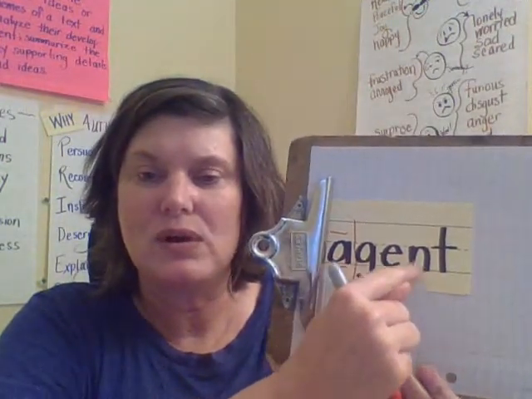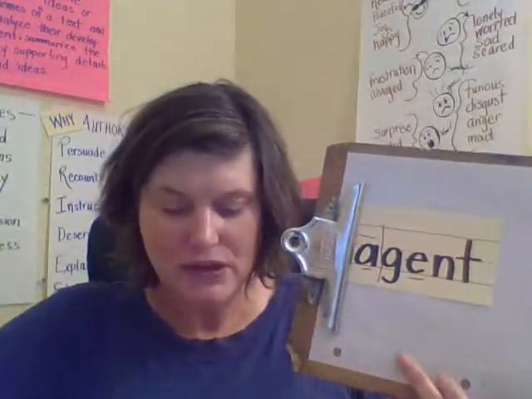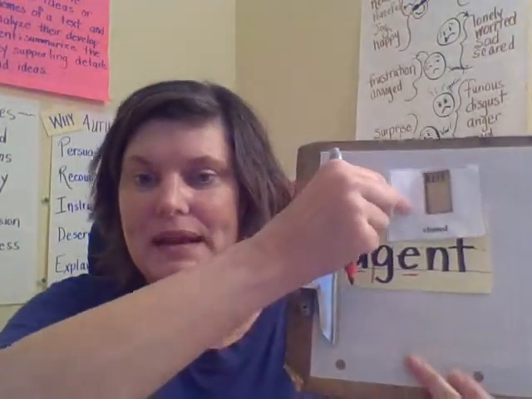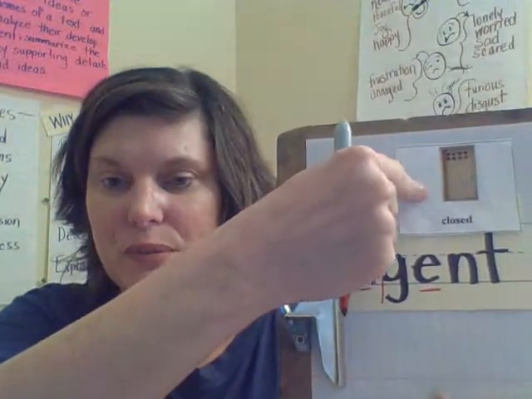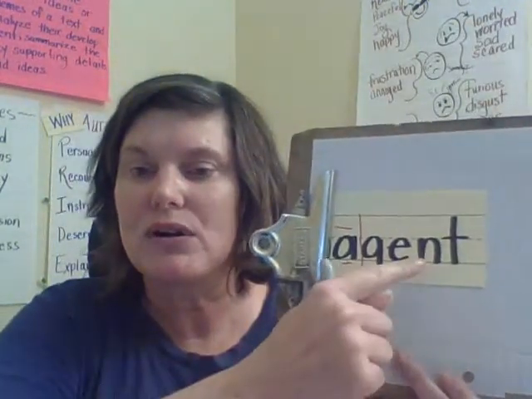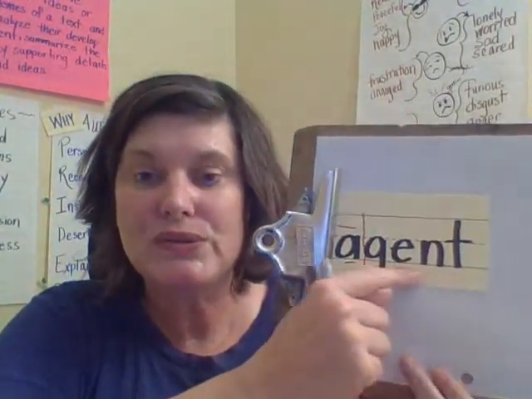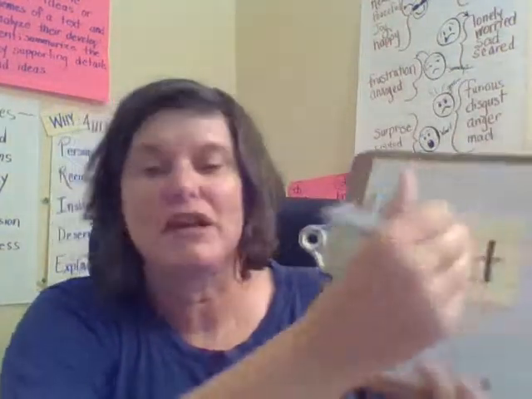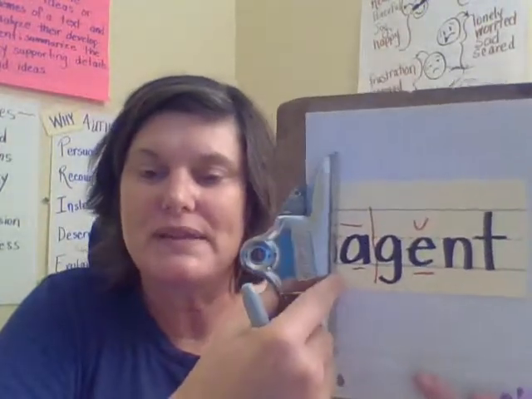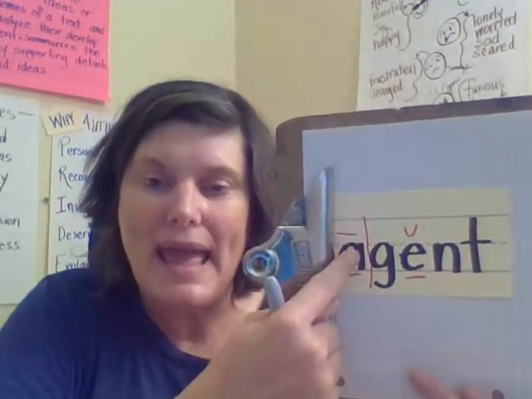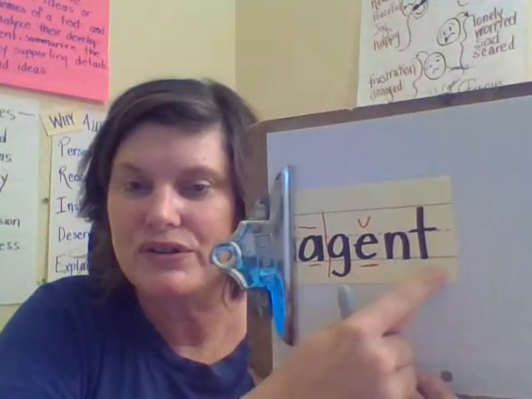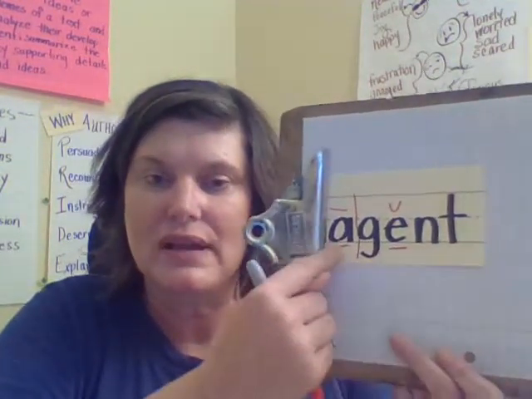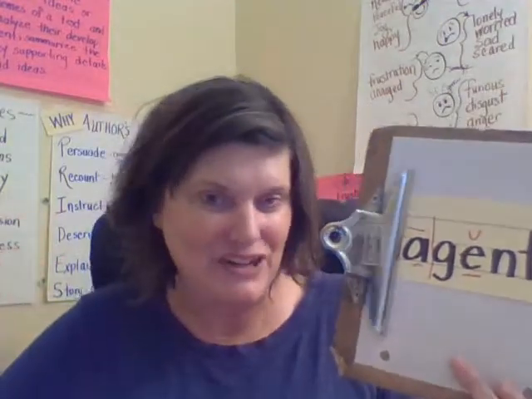We have vowel, consonant, consonant. So what syllable type is this? That's right. It is a closed syllable type because there are consonants closing the door. The E cannot make its long sound, so it's going to make a short vowel sound. So let's read this syllable by syllable. A-gent, agent, like a secret agent.